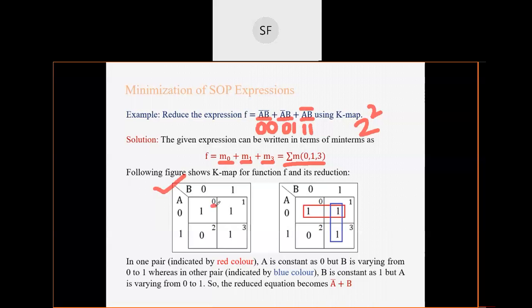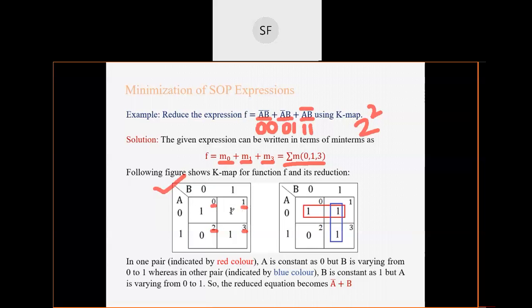So now you can observe this 0, 1, 2, 3. These values we have assigned to these particular cells. Whenever you make a K map for two variables, these values will be the same. Why? Because you can observe that the value of A for this cell is 0 and the value of B is 0. So 0, 0 means 0.